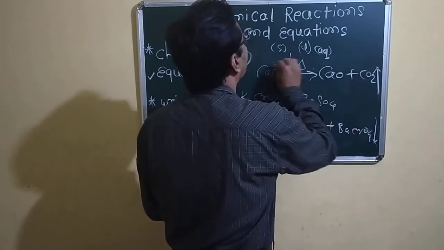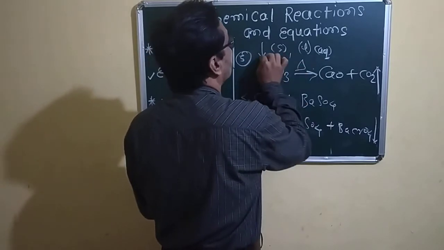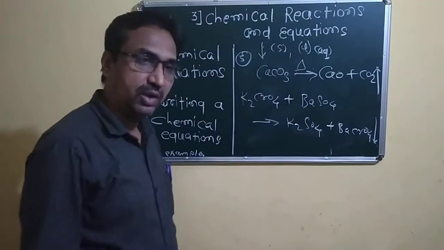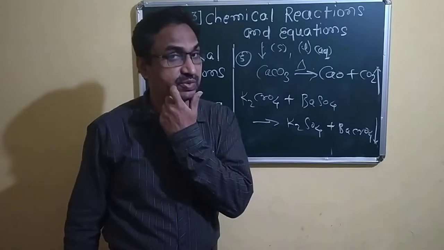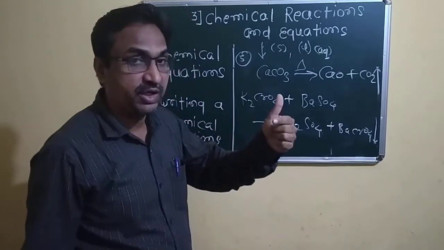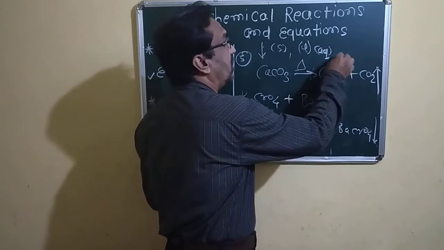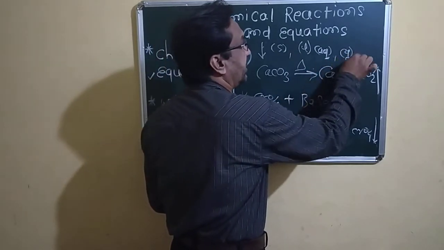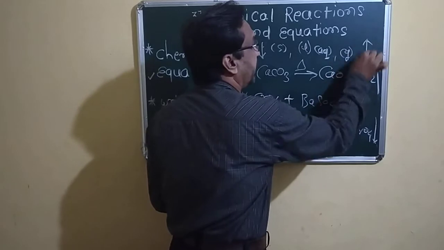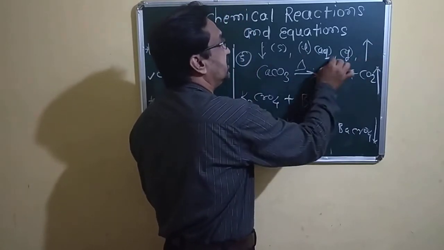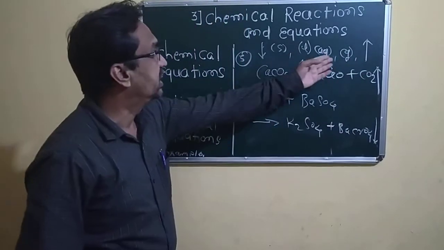This is also in solid state. This downward arrow also indicates that insoluble substances are there, that is, in precipitate form. And in the liquid state, it is L or AQ, or in gaseous state it is an upward direction arrow. These are the three states: solid, liquid and gaseous.